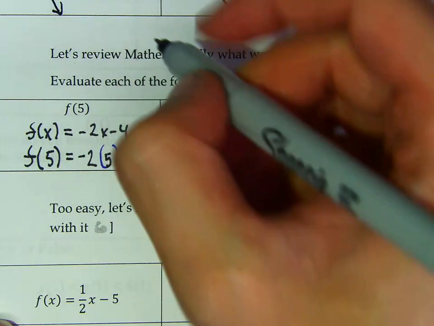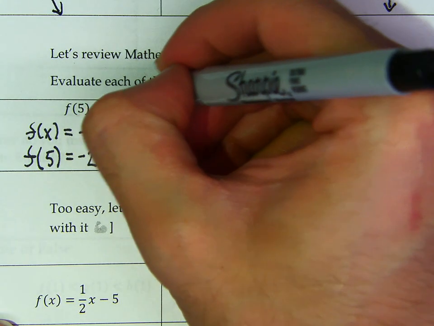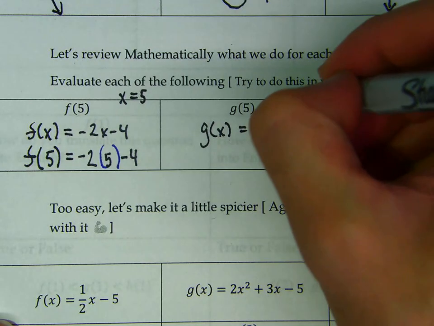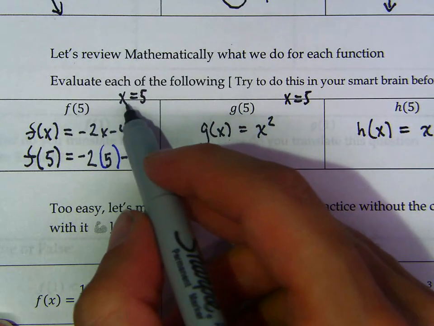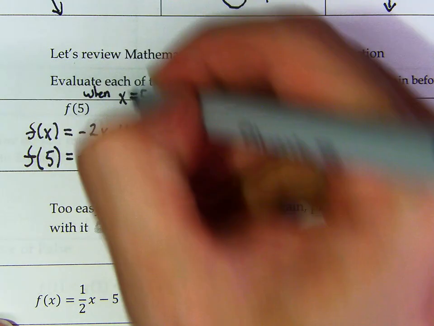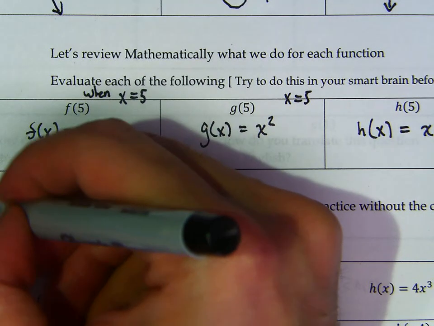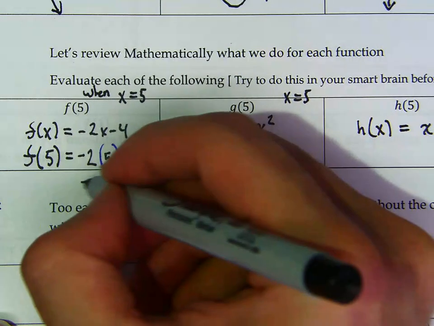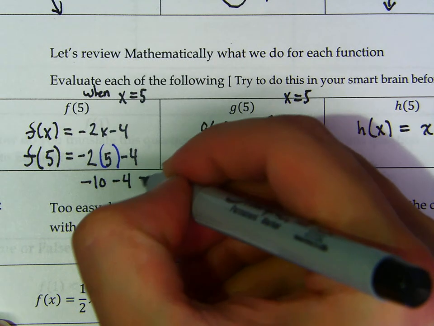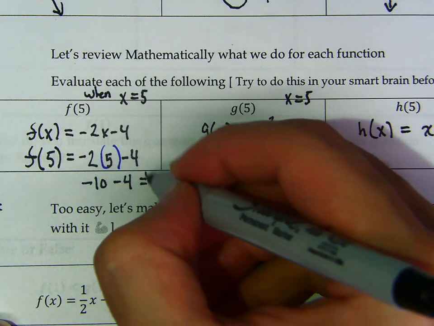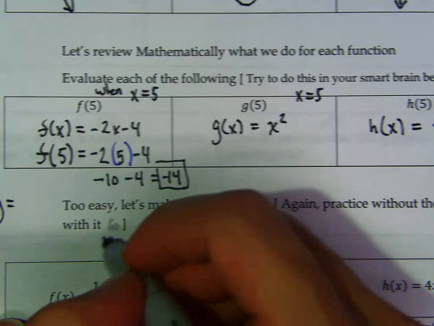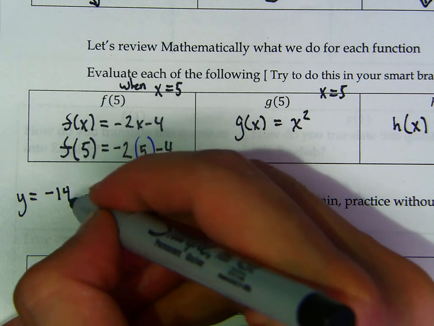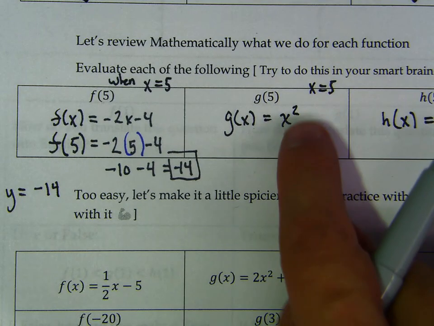So here what happens? x is equal to 5, right? Here, x is equal to 5. Okay, so when x equals 5, the question is, what does y equal? Negative 2 times 5 is negative 10 minus 4. This should be negative 14, right? So y is equal to negative 14. All right, keep going.